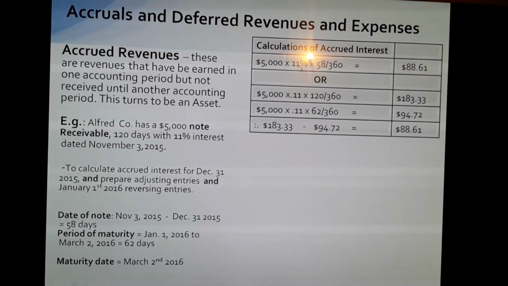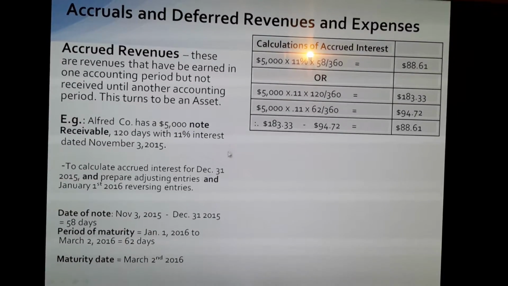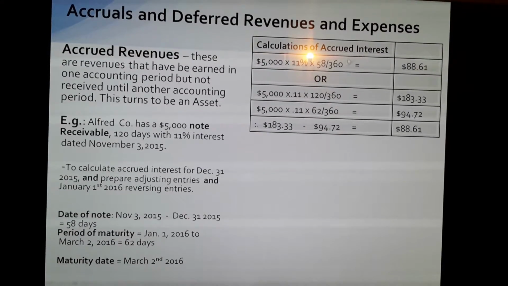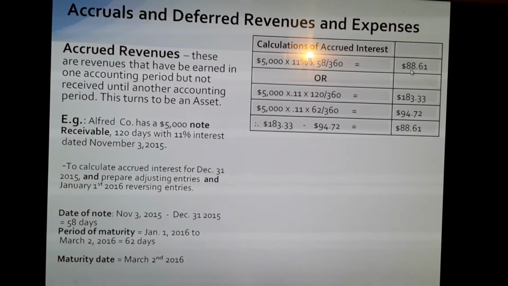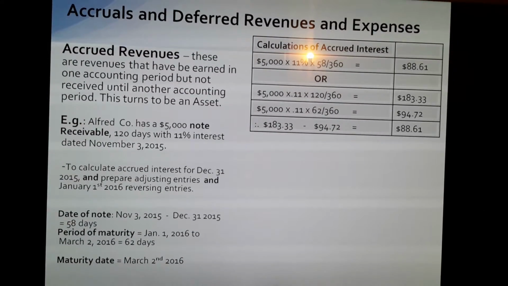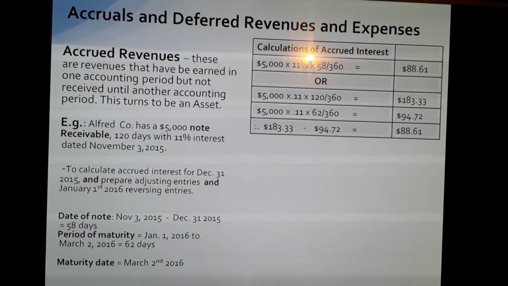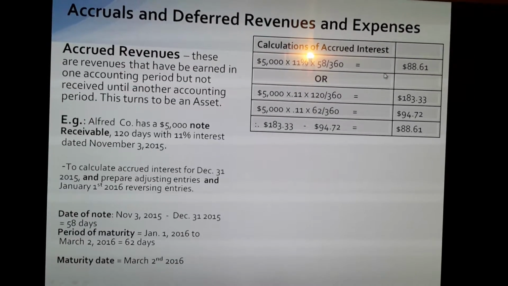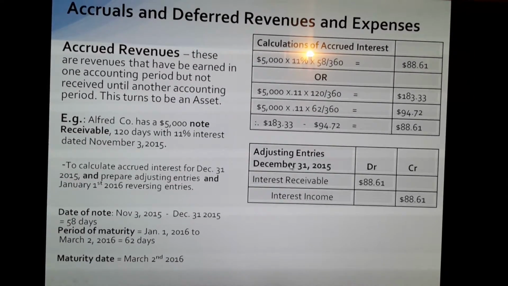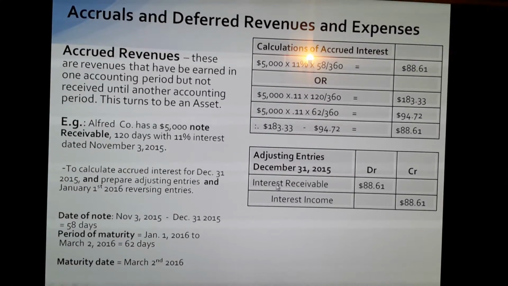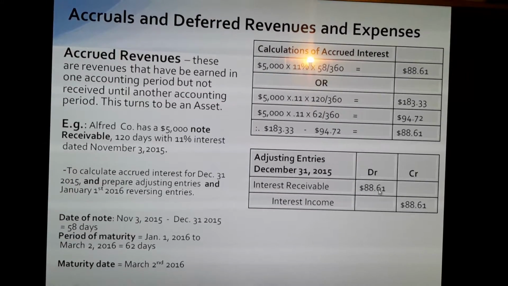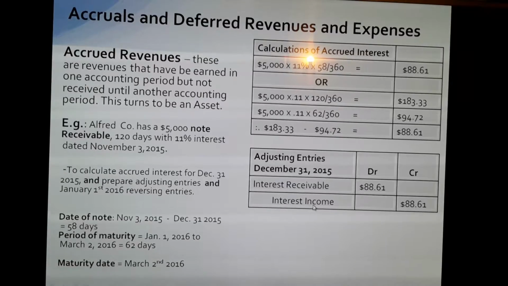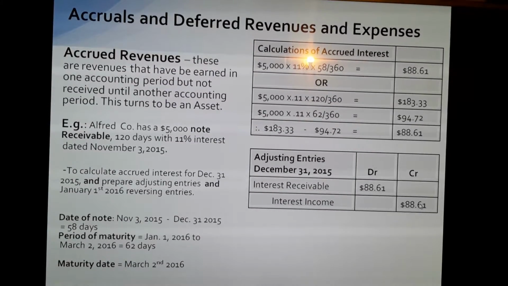We say 5,000 times 11% times 58 days to calculate our accrued interest. This is interest that we already earned, but we are not going to receive until the next accounting period. But for us to match our revenues and expenses, we need to report this in our books. So we do adjusting entries. This is how it looks: interest receivable $88.61 debit, and interest income $88.61 credit.